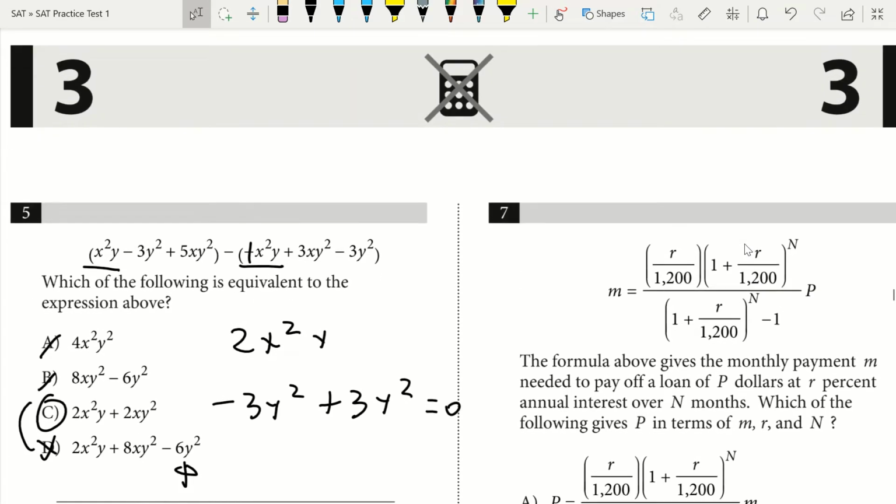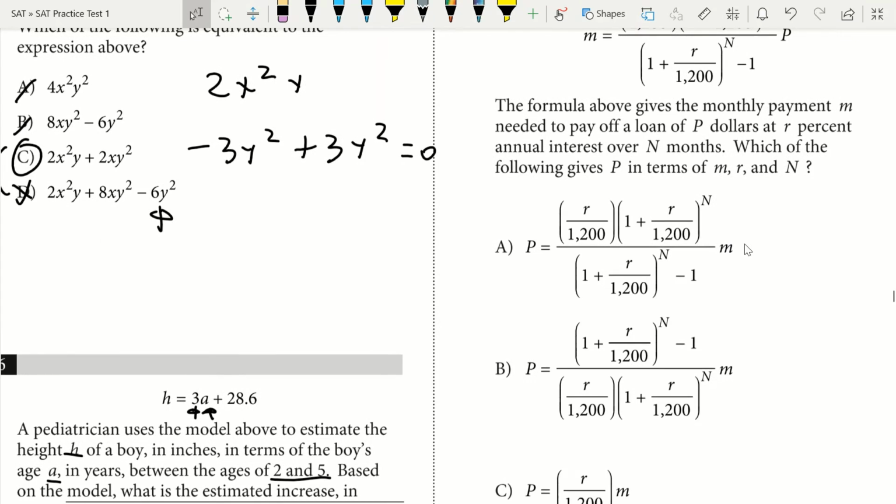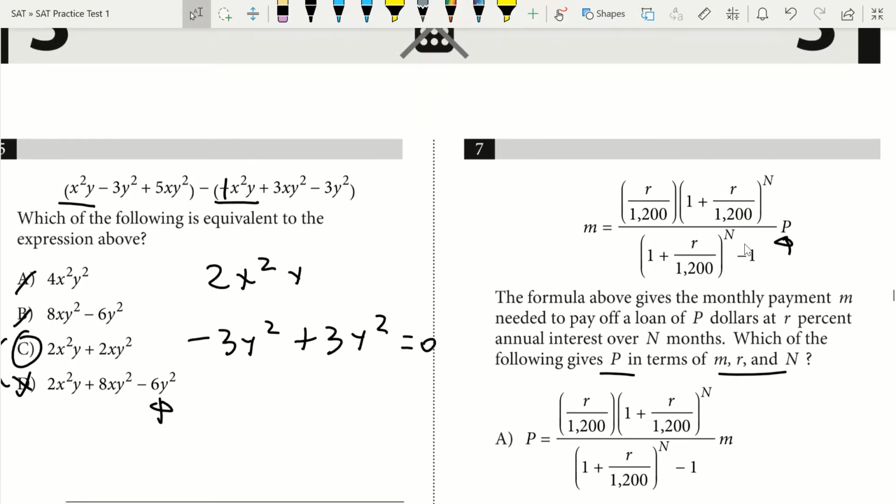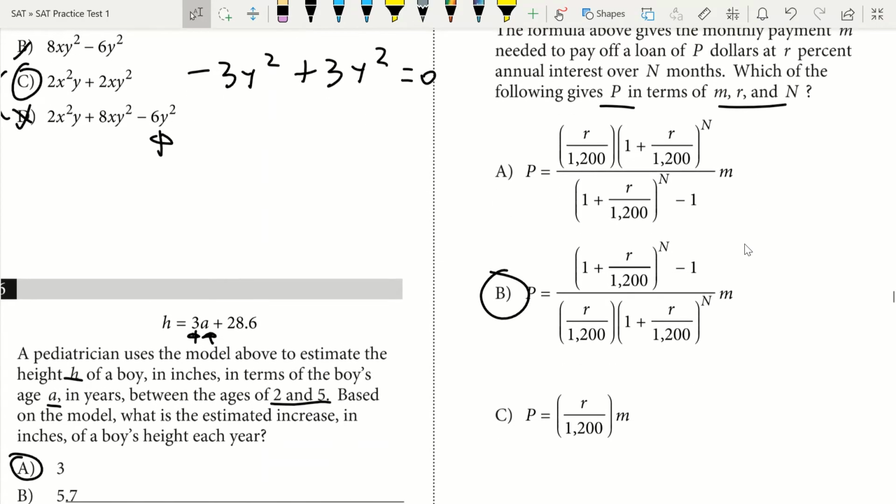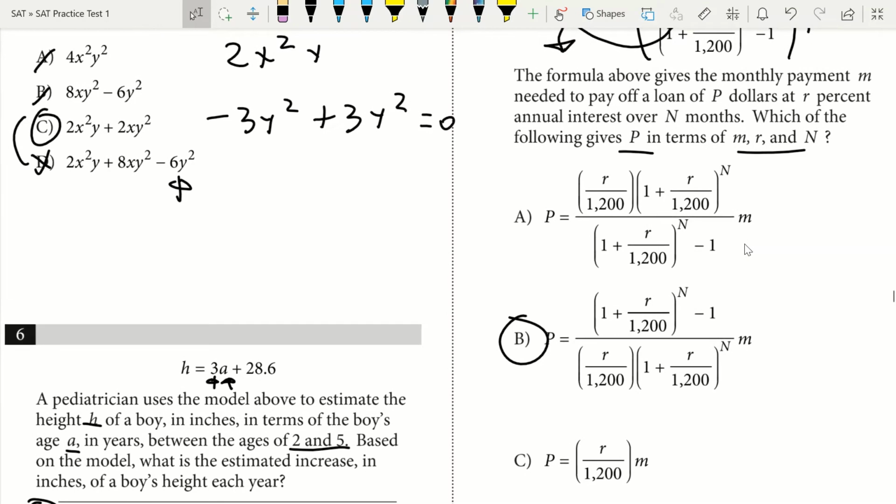All right, question 7. The formula above gives the monthly payment M needed to pay off a loan of P dollars at R% annual interest, which of the following gives P in terms of M, R, and N. Well, here's the thing. I see that I have P on this side. If I want to get rid of all of this and put it on the other side, I multiply by the reciprocal, which means what's in my denominator on the right side goes in my numerator on the left, and what was in my numerator on my right side goes in my denominator on my left side. So those two switch spots. The answer choice for that is going to be answer choice B. All right, now I can go ahead and move on.